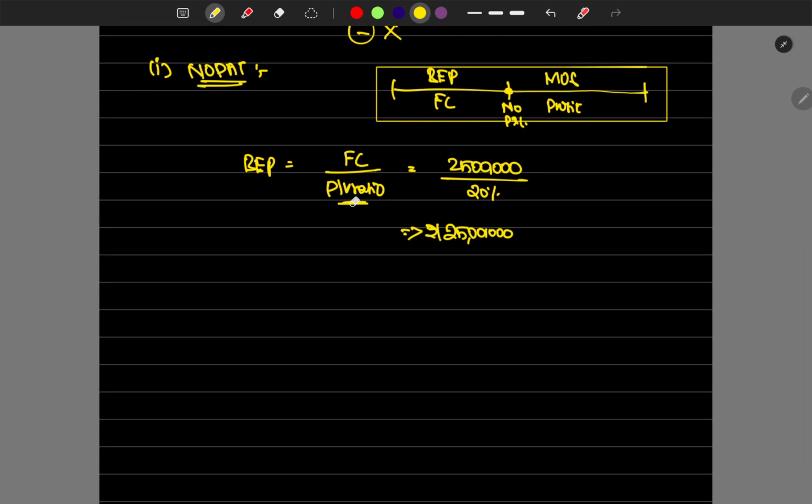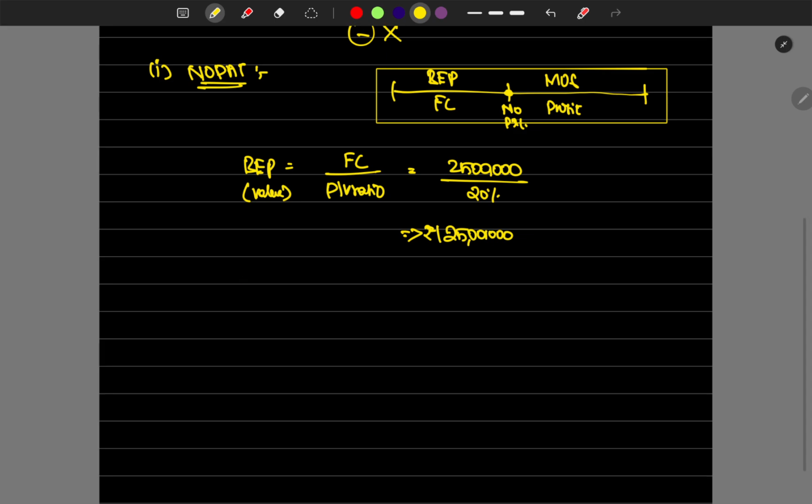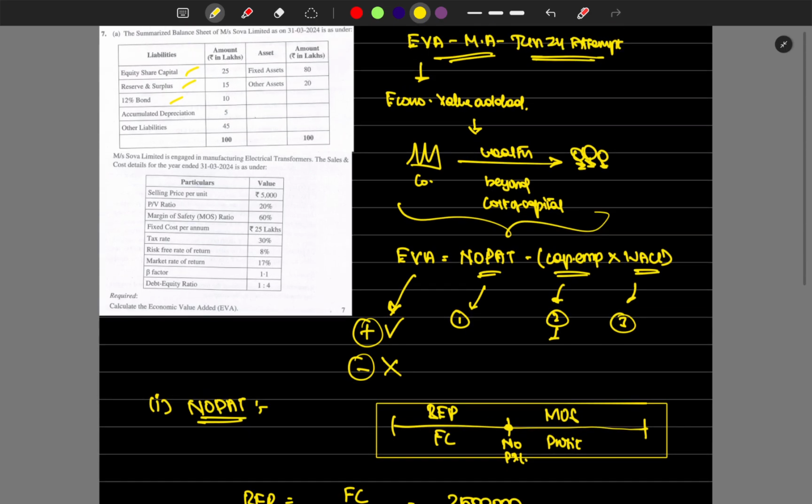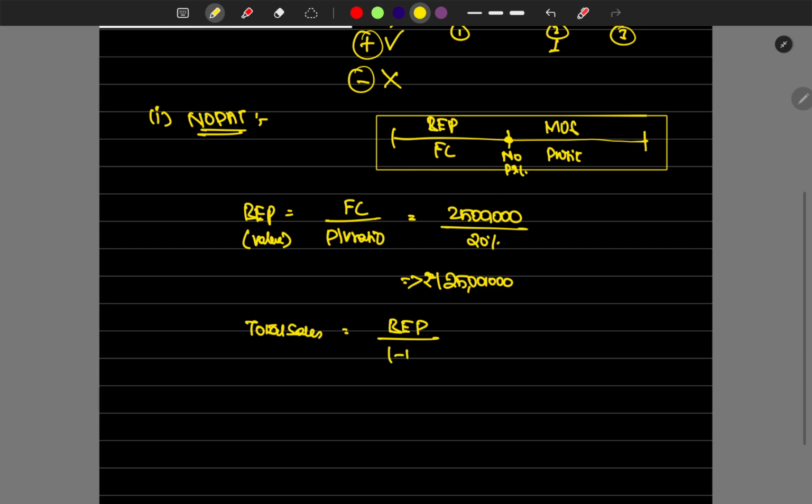If we calculate with the PV ratio, we get the value. This is not per units, this is value. We got the BEP value, and with this BEP value, we can find out the total sales. How? Total sales is BEP divided by the BEP percentage out of total sales. We have given you the MOS ratio.